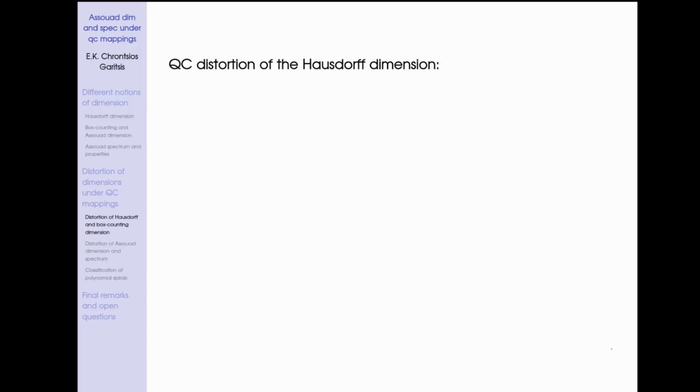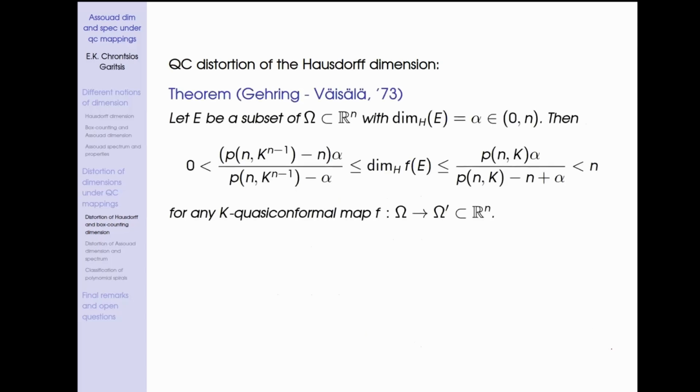So now that we defined this higher integrability exponent, we can state results for the Hausdorff and box dimension. Namely, Gehring and Väisälä proved that if we have a subset of omega, which has Hausdorff dimension equal to some alpha, then the Hausdorff dimension of the image of that set is bounded between these two values, which include this higher integrability exponent, namely it's bounded above by p(n,k) times alpha over p(n,k) minus n plus alpha for any k-quasi-conformal map.